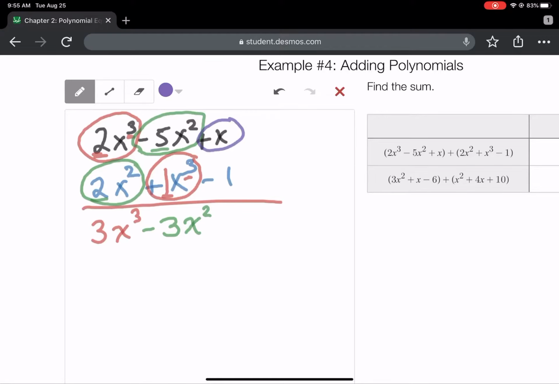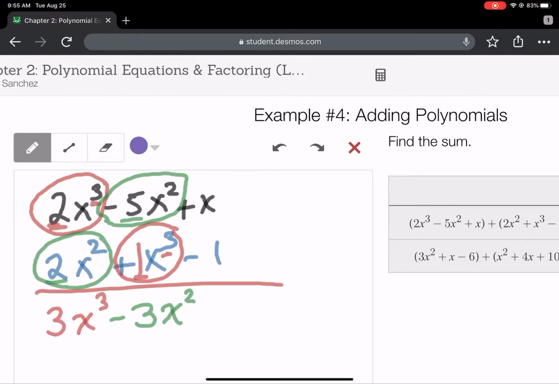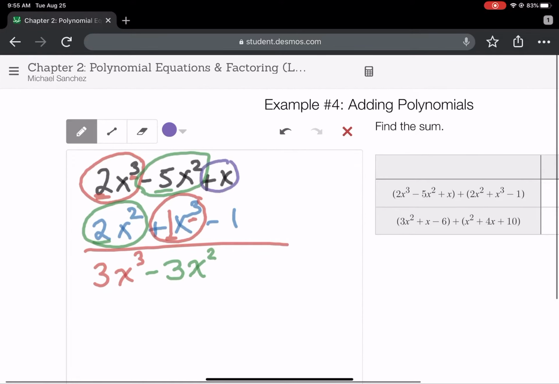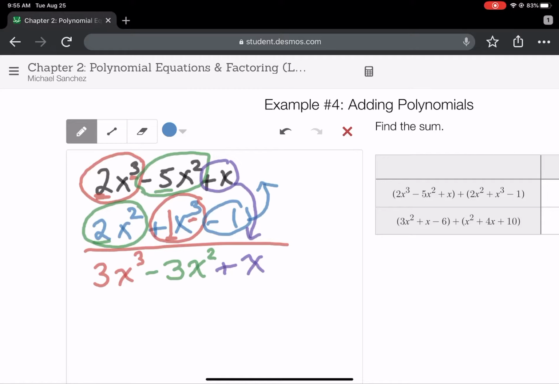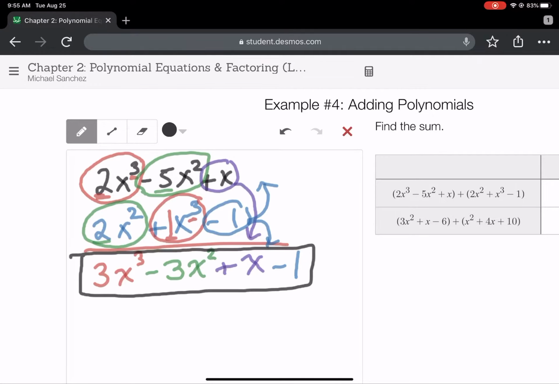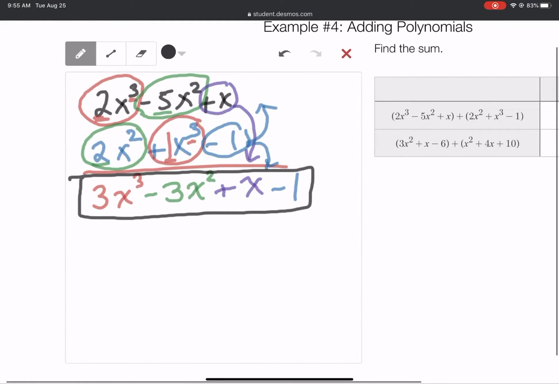Okay. Here I have an x term, just an x by itself. On the bottom one, there is nothing that just has an x, right? So I can't add it with anything. So I'm just going to go ahead and bring it down. And then the 1 is just a number. There's no single numbers that I can add it to at the top. So I'm going to go ahead and also bring that one down. And then this is my final result: 3x to the power of 3 minus 3x to the power of 2 plus x minus 1. Okay, that is the sum of these two polynomials.